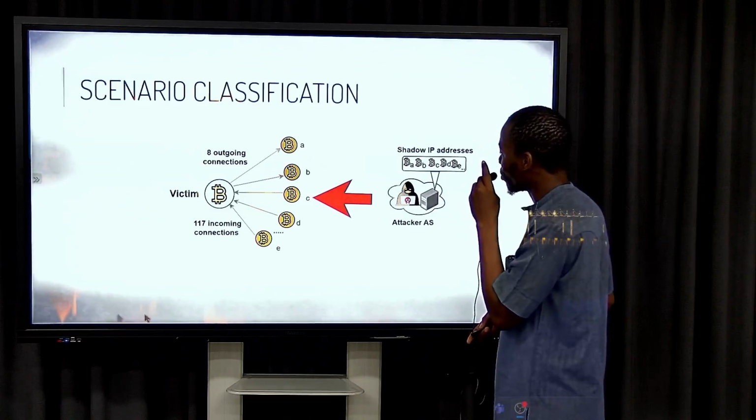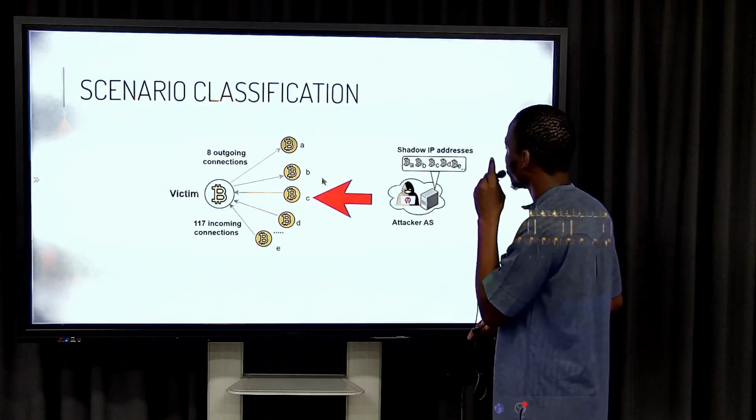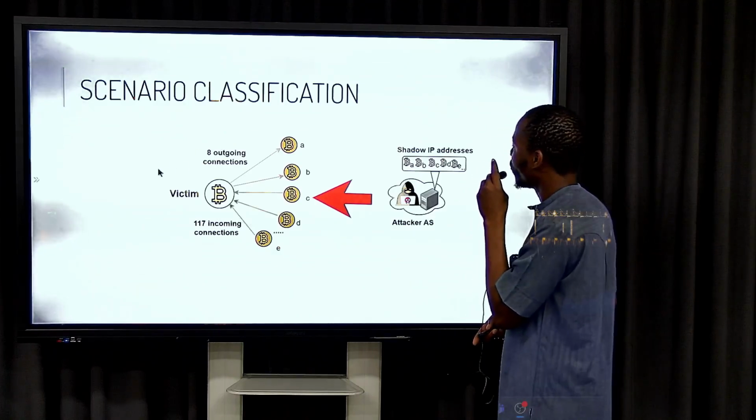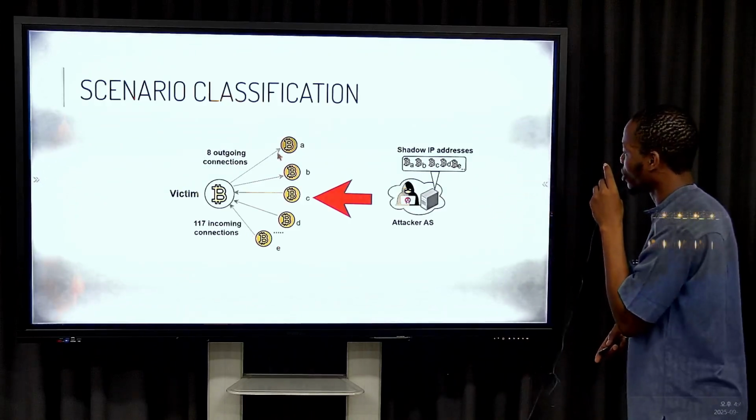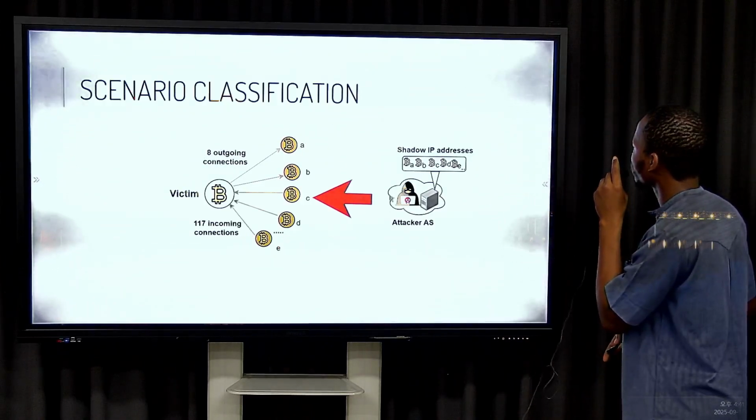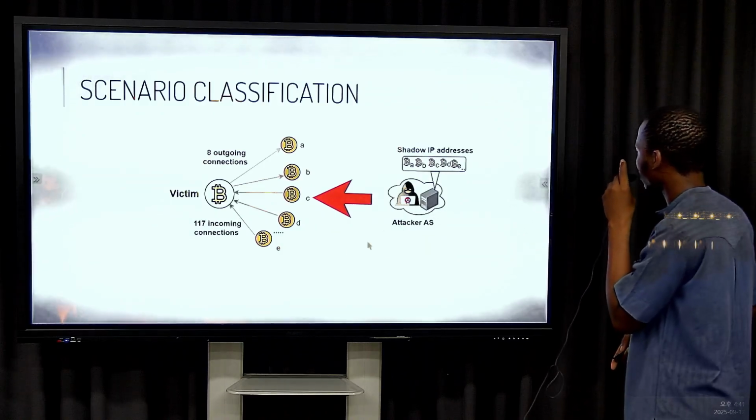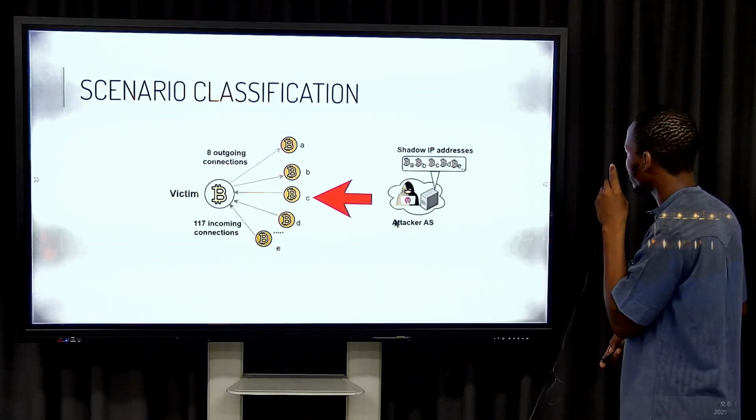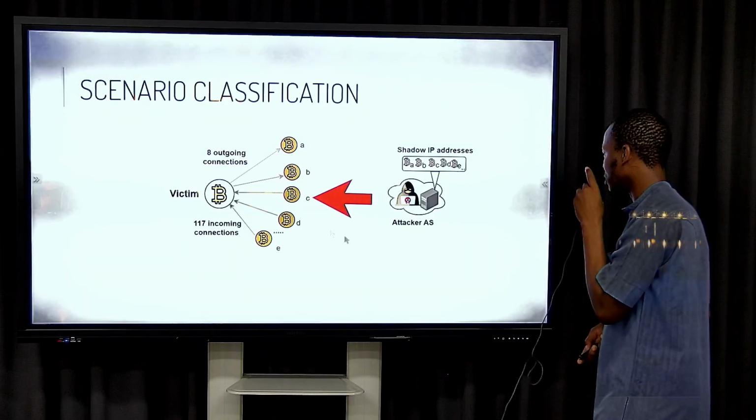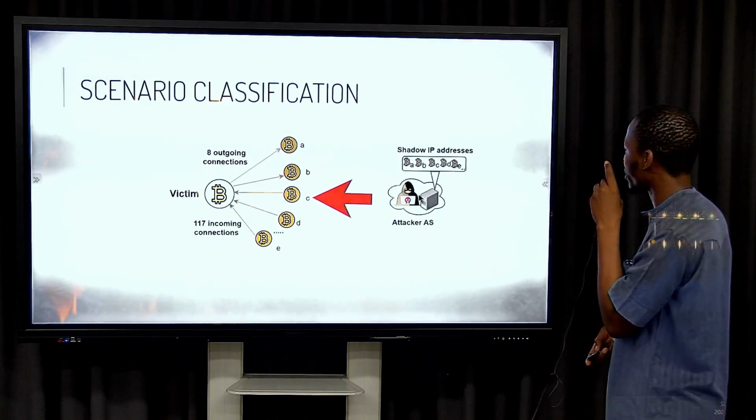That means it's more prone to attack than others. So the victim has 8 outgoing connections and 117 incoming connections. Look at all these nodes. These are the shadow IP addresses and the attacker's autonomous system. An autonomous system is like a router. In this example, it's going to be an IP address, a specialized IP address.